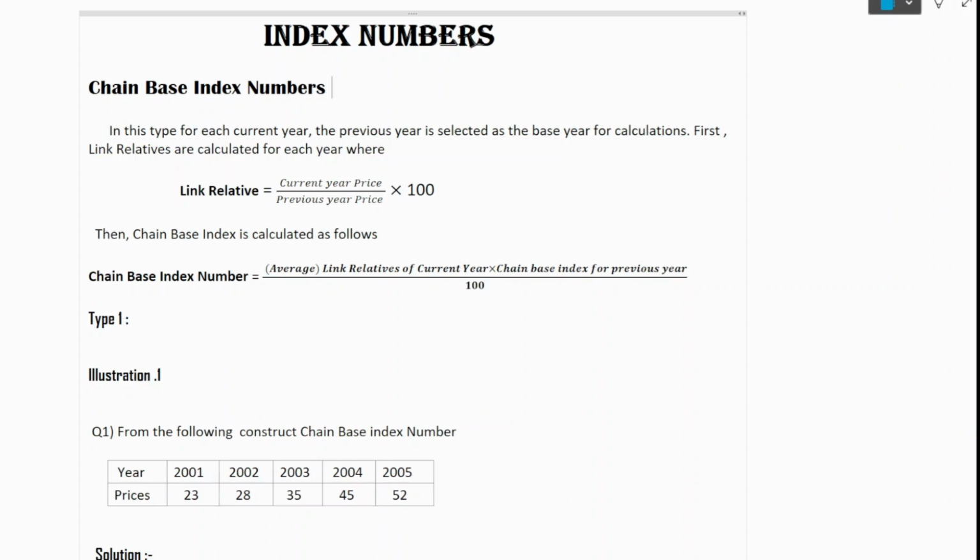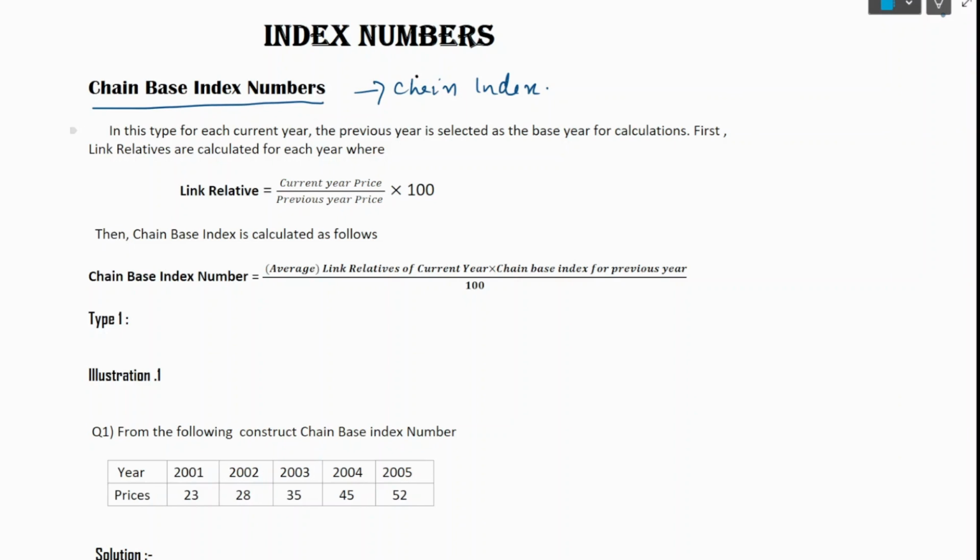This topic is a part of the syllabus for the different courses BCom, BMS, BBI, BAF and MBA. Chain-based index numbers are also called chain index. Instead of fixing a base year permanently and keeping on finding the corresponding price index with respect to the base year, which may not be of much use for every commodity, the concept of chain-based index number came into existence.